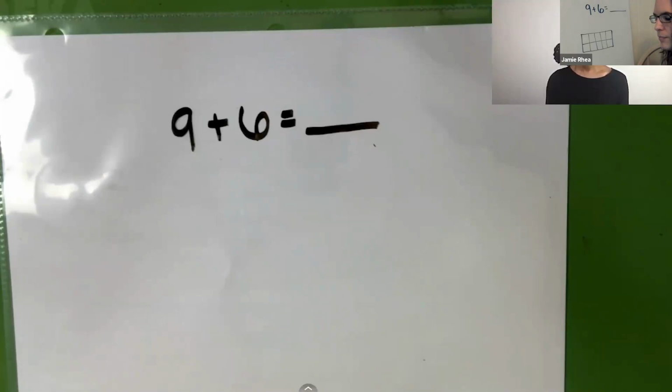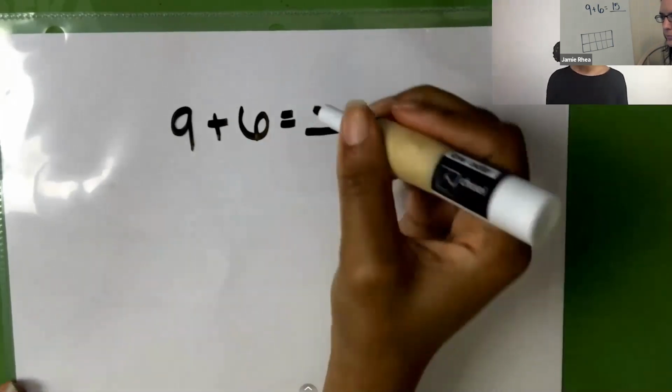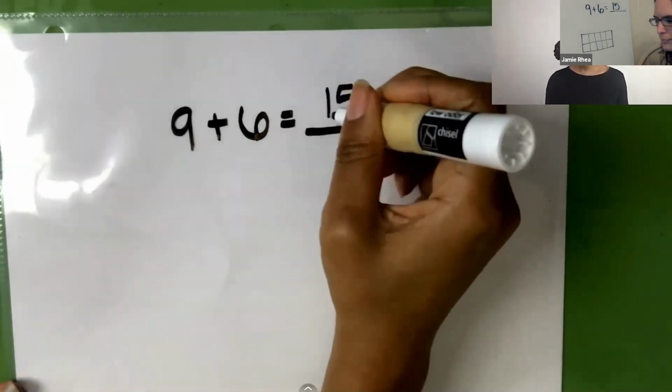Okay. Let's try counting on. Let's do it. Get ready. We're going to put 9 in our head. 9, 10, 11, 12, 13, 14, 15. 15. So I have 6 fingers and I got 15. Mathematicians, what's 9 plus 6? 15. You got it. 9 plus 6 equals 15.